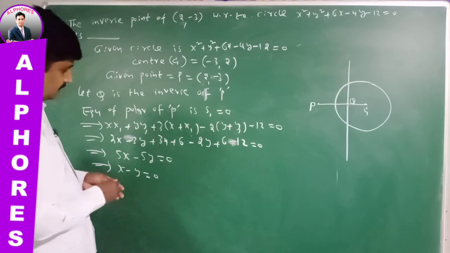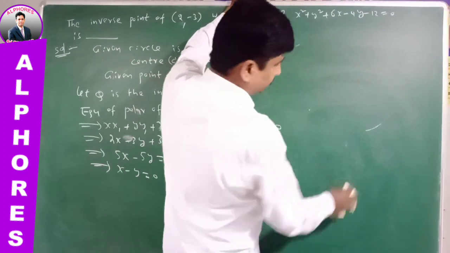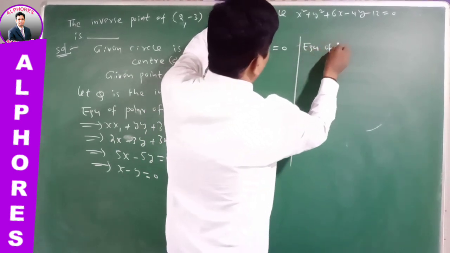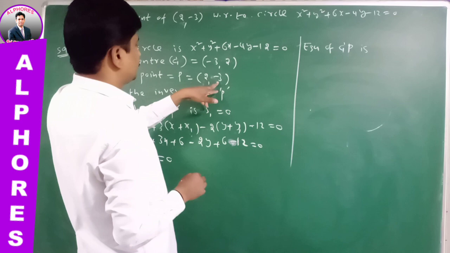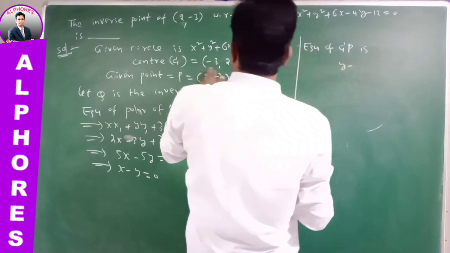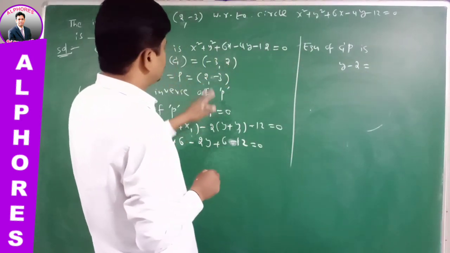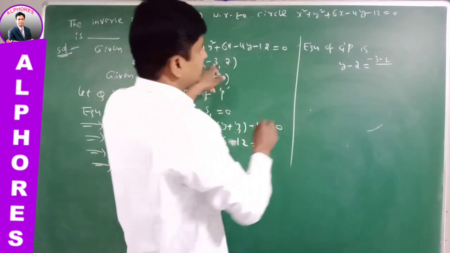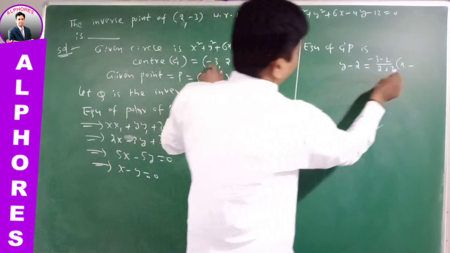Okay, now the equation of CP is the line joining the center and the point P. Suppose the point is, y minus y1 equal to slope, with the points minus 3, 2 and 2, minus 3, y2 minus y1 by x2 minus x1, 2 plus 3 into x minus x1 plus 3.